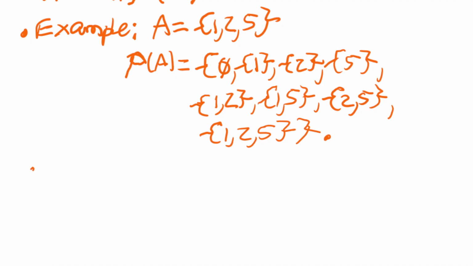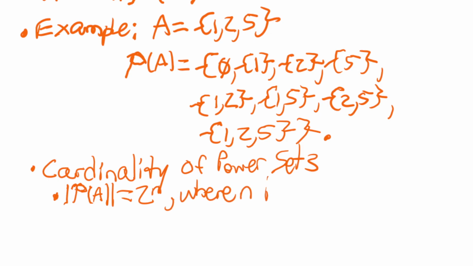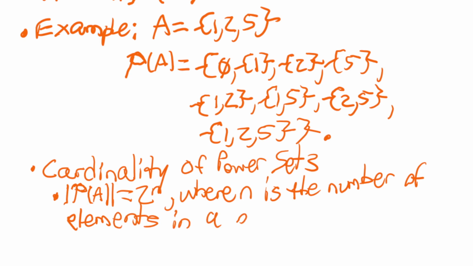So, the cardinality of power sets is defined as 2 to the n, where n is the number of elements in a given set.